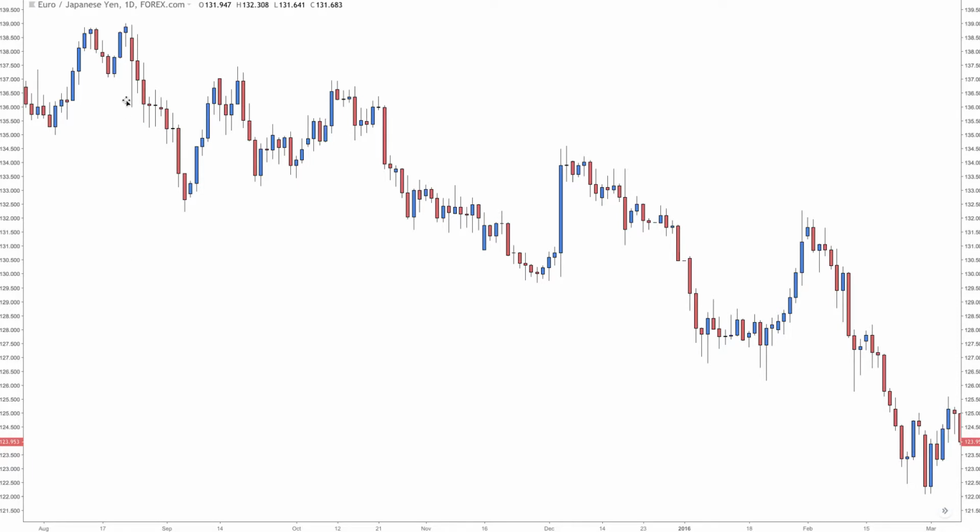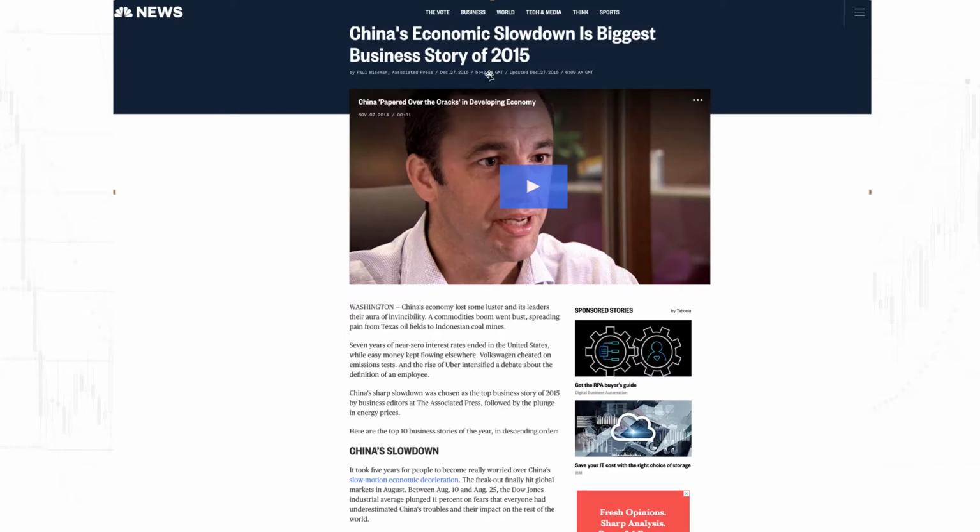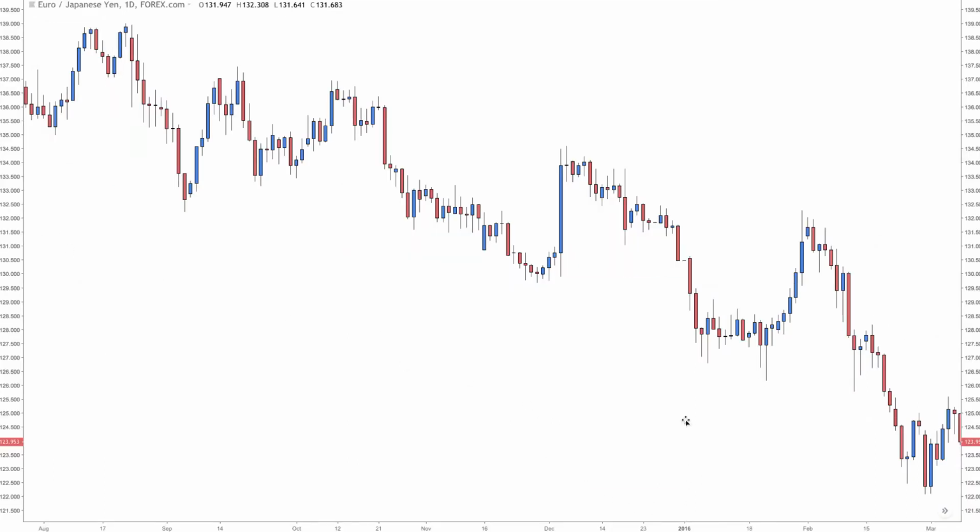So we can see China with an economic slowdown, and the Japanese yen is a beneficiary of any kind of risk sentiment. You can start to see the effect of risk sentiment coming into the market. The last example with the euro dollar was more of a fundamental play. This is more of the risk sentiment, and risk sentiment can last for a while. Going back to the story, this was the story of 2015, 27th of December. Even from the 27th of December, by 2016 we were down here, and I think it kind of continued.